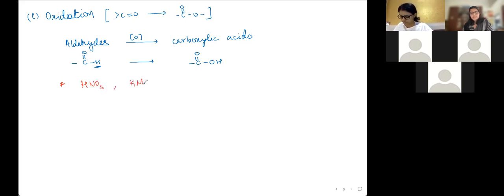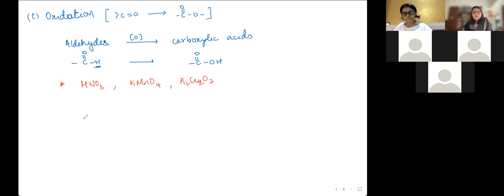Potassium permanganate, KMnO4, dilute, strong, usually strong, hot, acidified potassium dichromate. So this is the final thing. There's no controlled oxidation, uncontrolled oxidation of aldehydes, so you end up getting carboxylic acids, nothing beyond that.